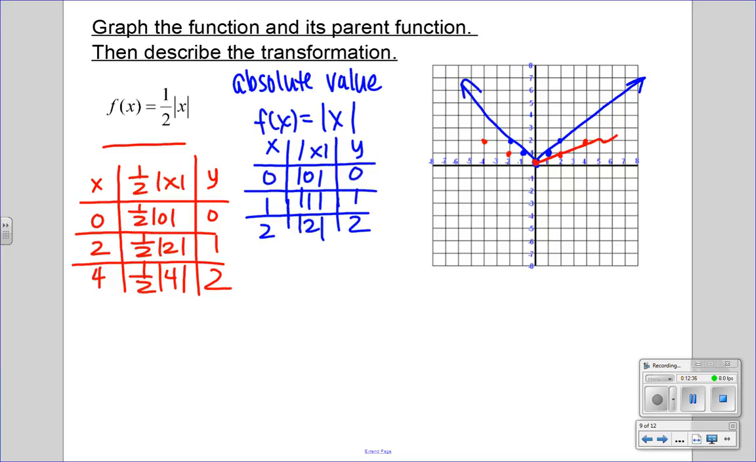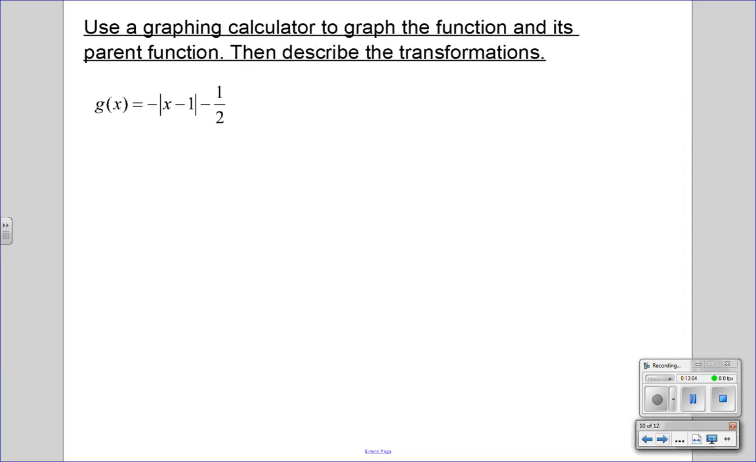Now, if we look at this, we didn't shift it at all. Okay, we didn't move it up, down, left, or right, but we kind of squished it down, and that is a shrink. So this is a vertical shrink. And we can see that by this 1/2 in front of the absolute value, because our a value was in between 0 and 1. So now we're going to put all of these things together.